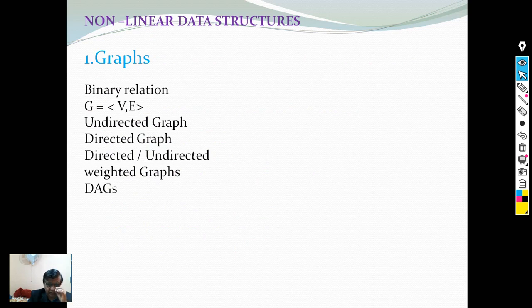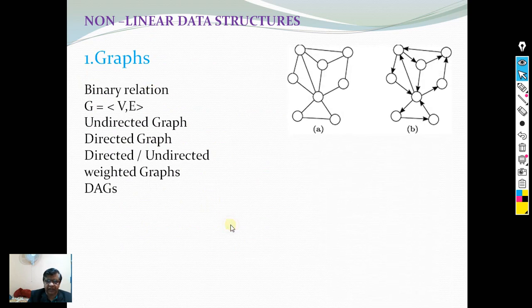Okay, graphs. This is the first example of a nonlinear data structure. A graph is actually a binary relation between any two nodes selected at random and whether they are connected or not. If there is a direct connection, the truth value is 1, otherwise it is 0. Technically, graphs are defined as a binary relationship between any two nodes, whether they are connected or not. And customarily, a graph is represented as a set of sets, out of which one is the vertex set and the other is the edge set.